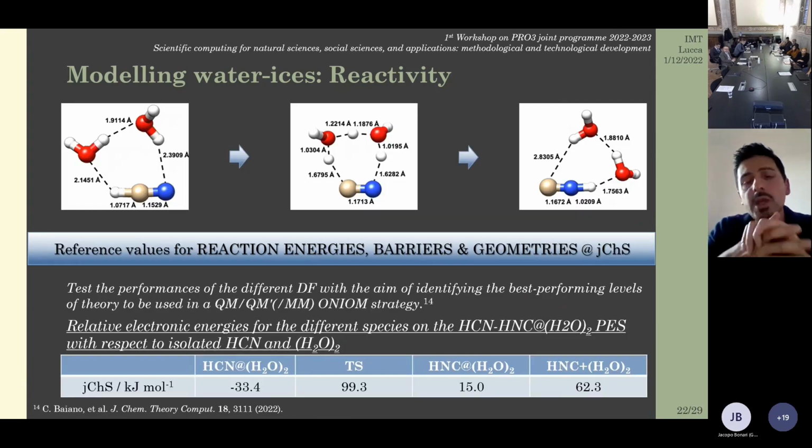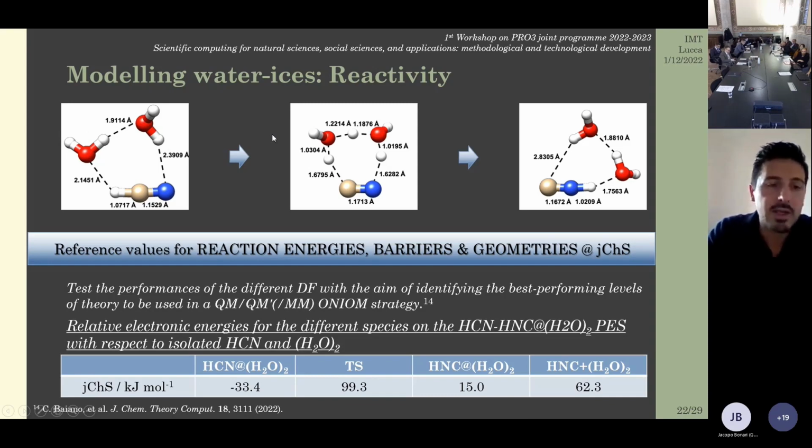And we benchmarked their performances in predicting not only reaction energies and barriers, but also geometries. In order to do this, we have employed a small model system composed by HCN in interaction with a dimer, a water dimer.